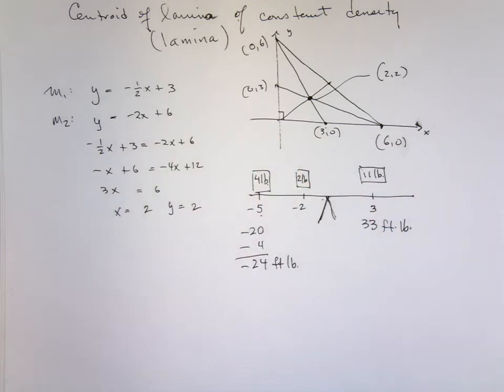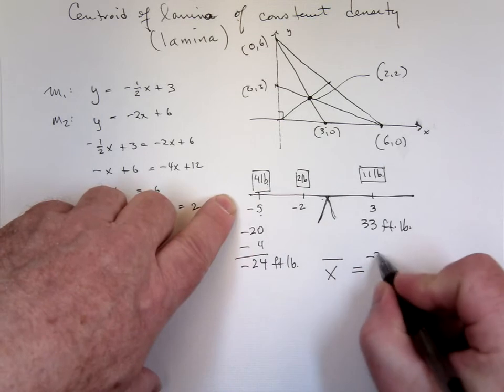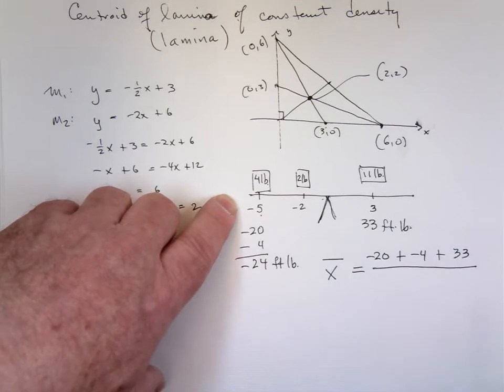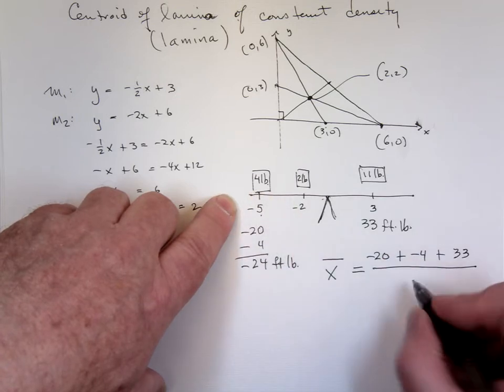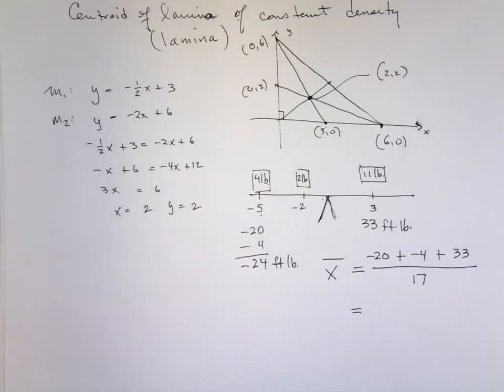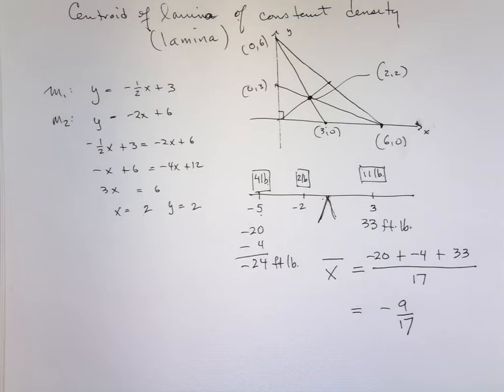Question is, how do you find where the center of mass should be in order for this thing to balance? Well, here's what you do. That center of mass, call it X bar, is equal to the sum of all the moments divided by the total mass. It's like the average, okay? It's a weighted average weighted by the mass. So you take a negative 20 plus a negative 4 plus a 33 divided by the sum of the masses. We have 17. So we get negative 24 plus 33, that's 9 17ths. That's the way it goes, all right?